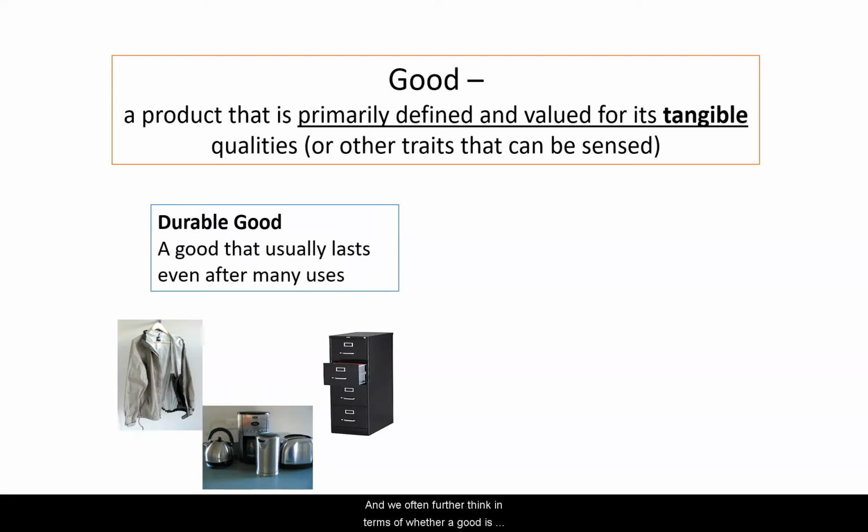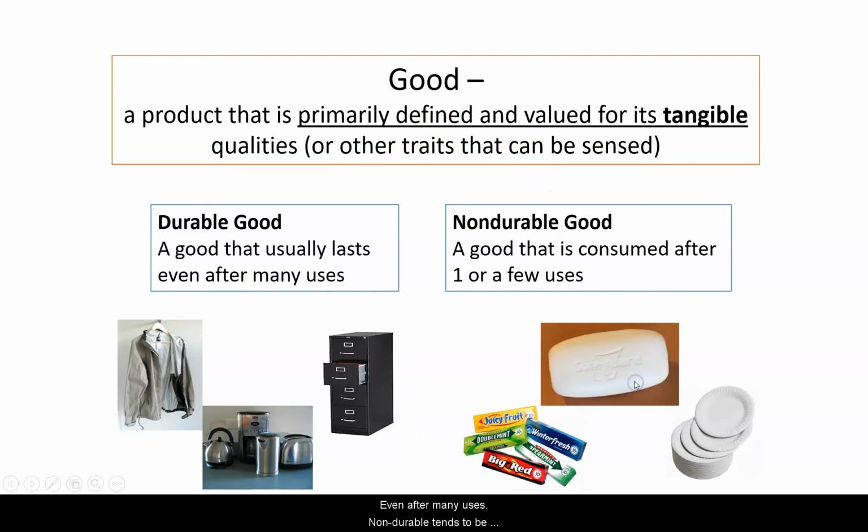And we often further think in terms of whether a good is durable or non-durable. So durable, a good that usually lasts even after many uses. Non-durable tends to be consumed after one or few uses. These categories let us anticipate what customers look for in their products and how we market towards those customers. For example, non-durable goods tend to be less expensive and more frequently purchased, while durable goods tend to be more expensive, higher margin, and involve customers that usually want more information when making their decision.